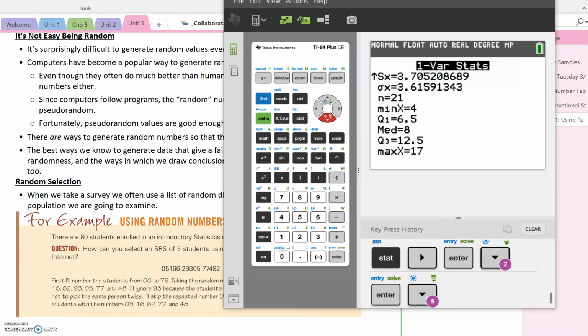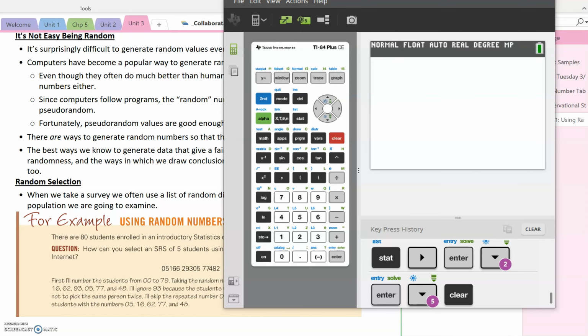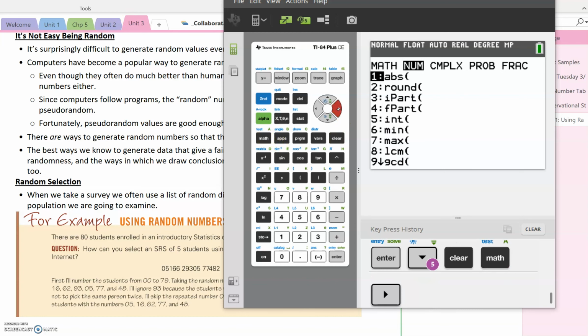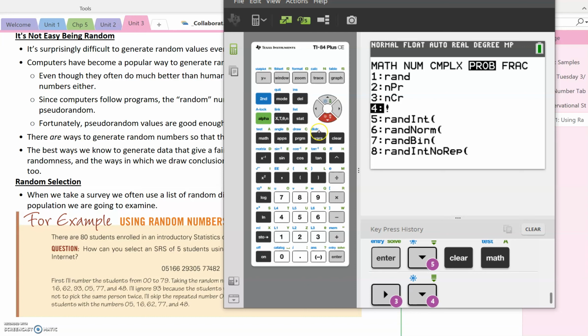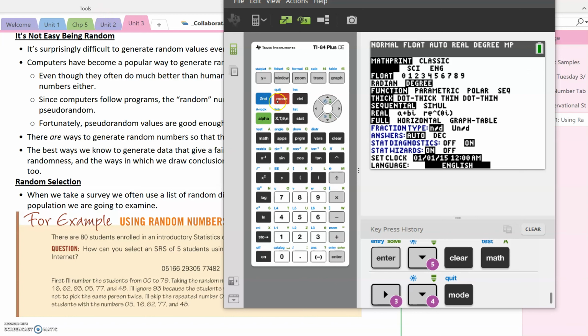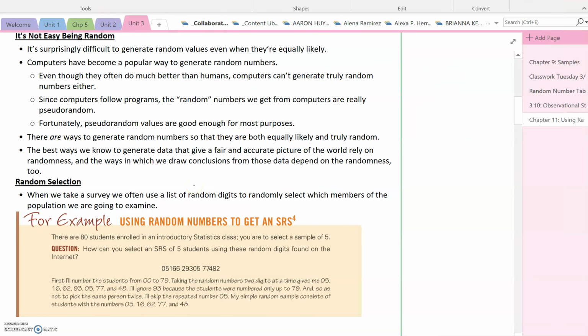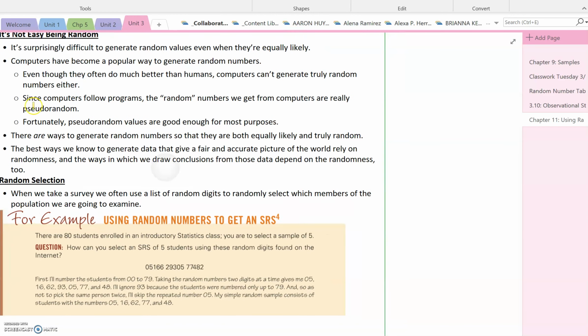Actually, your calculator, if you go to math and then probability, you can generate a random integer. That's what this randint stands for. So your calculator can generate a random integer for you. But what's interesting about computers is computers follow programs. So none of those values that they're generating are truly random. They're pseudo-random. That's what this word means. Don't be freaked out by the fact that there's a P there. It means pseudo, like fake random, right? We're trying to make it random, but pseudo-random is good enough for most purposes that we can use computer-generated values.